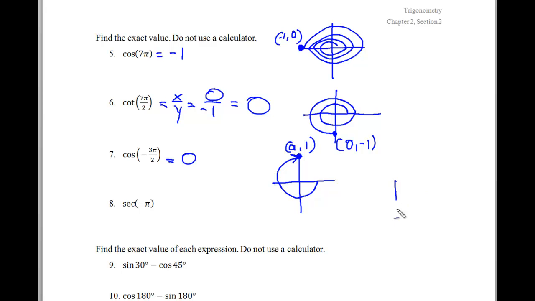Now for the secant of negative pi, well, that puts us at the 180 degree mark right there, and this is the point negative 1, 0, and secant is the inverse of cosine, so we have to take our x value, so the cosine of pi is negative 1, and take the inverse of that. The inverse of negative 1 is actually still negative 1. So there are my 4 values made good by the pictures there.